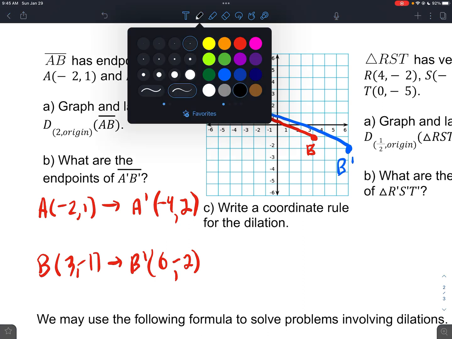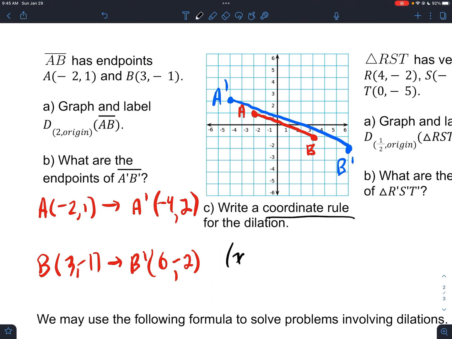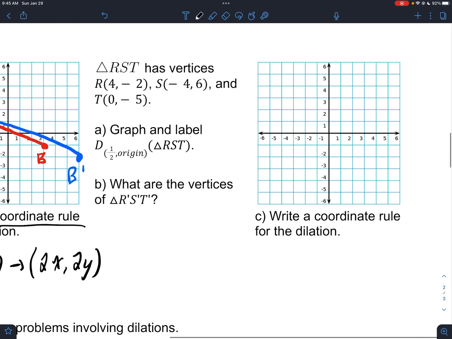Okay. So the coordinate rule, remember, coordinate rule is saying how does x comma y change? And in this case, with the dilation around the origin, you just double the x and double the y. There's nothing more to it. This would be an enlargement, right? Because the scale factor is 2.